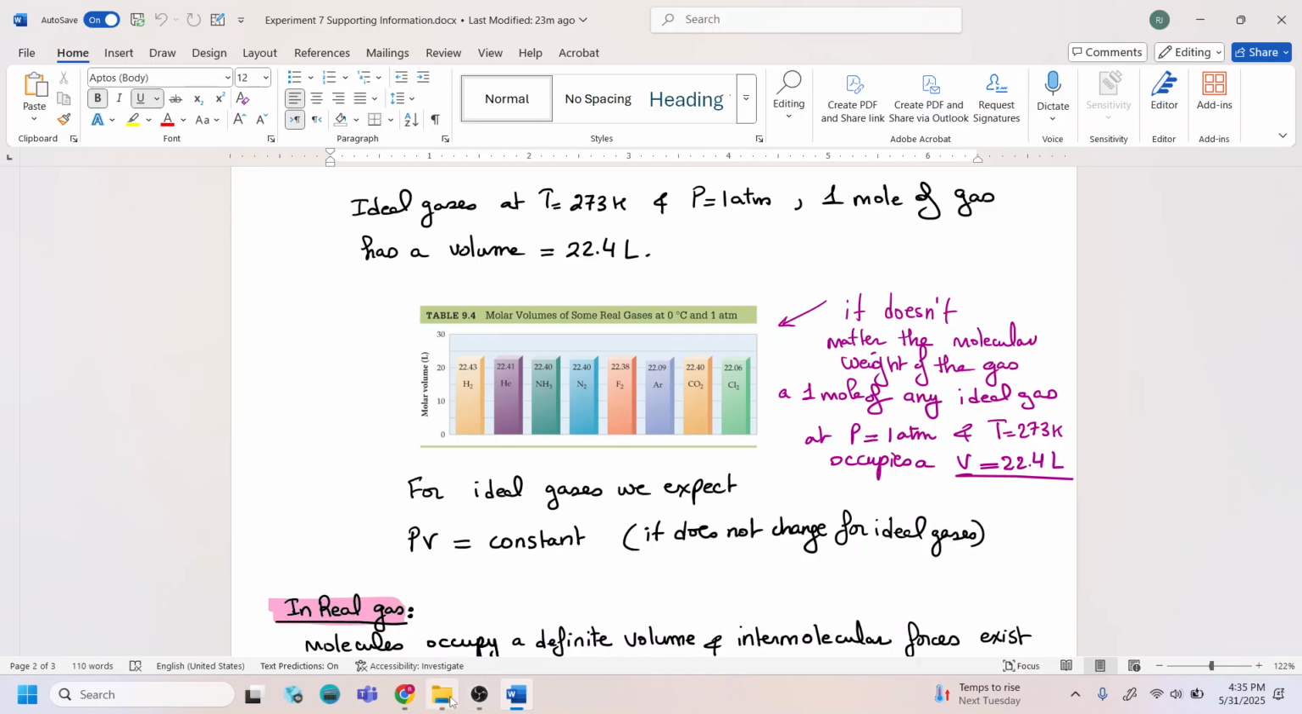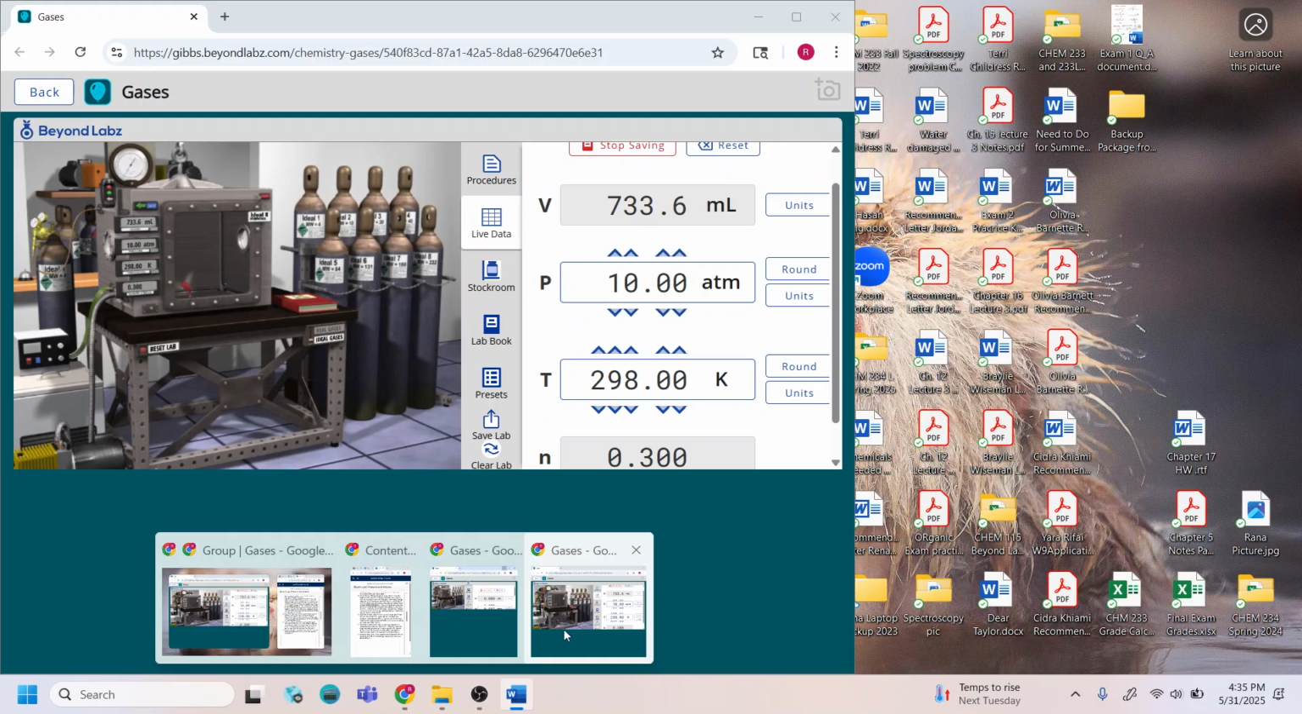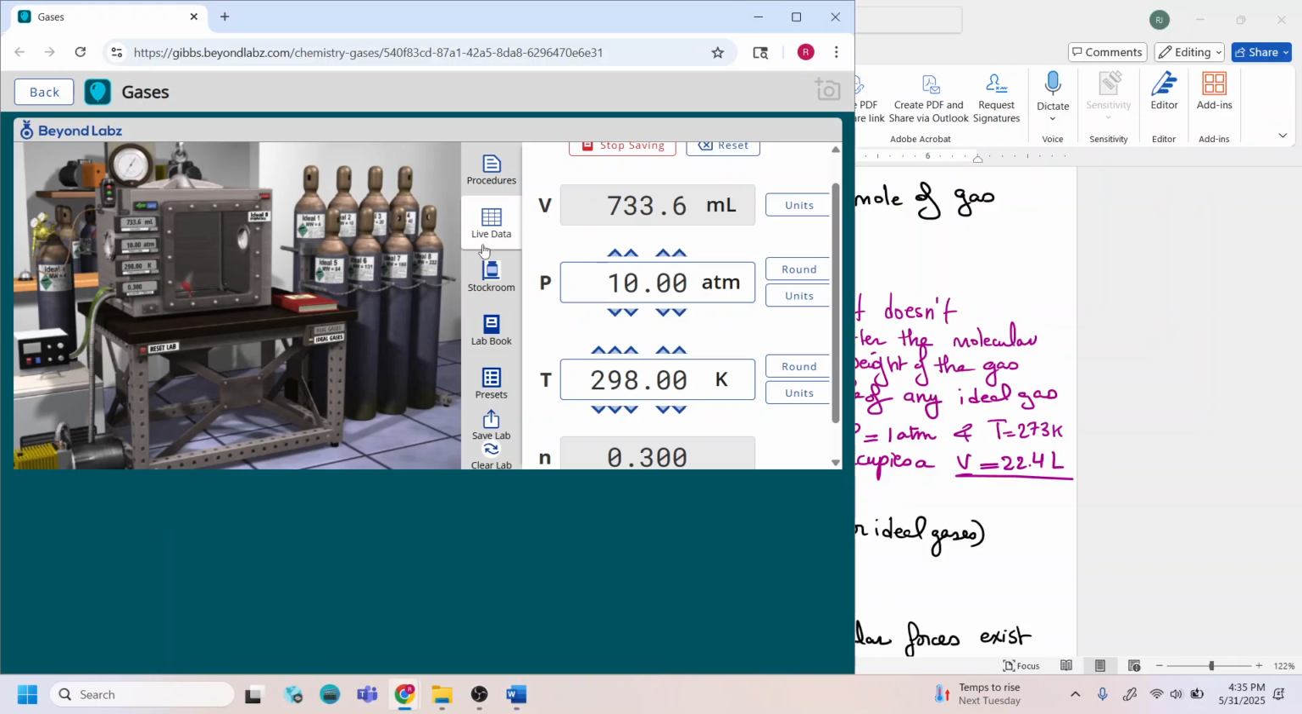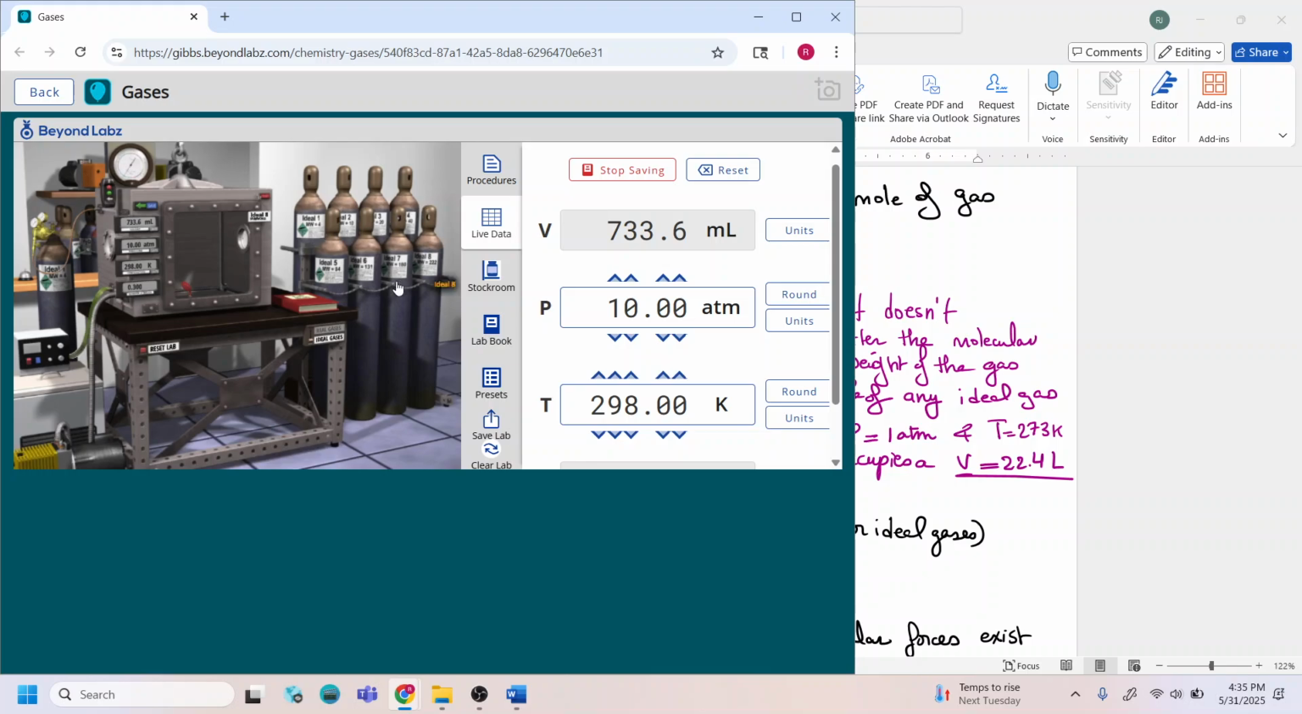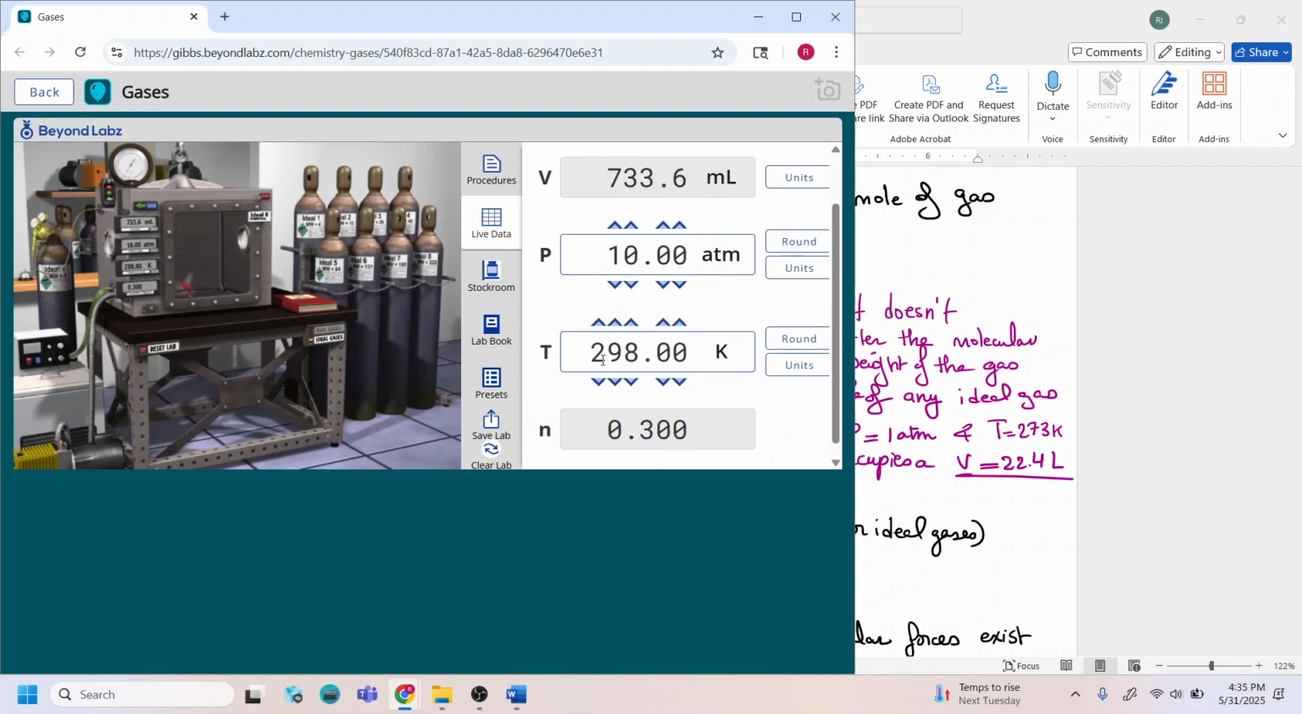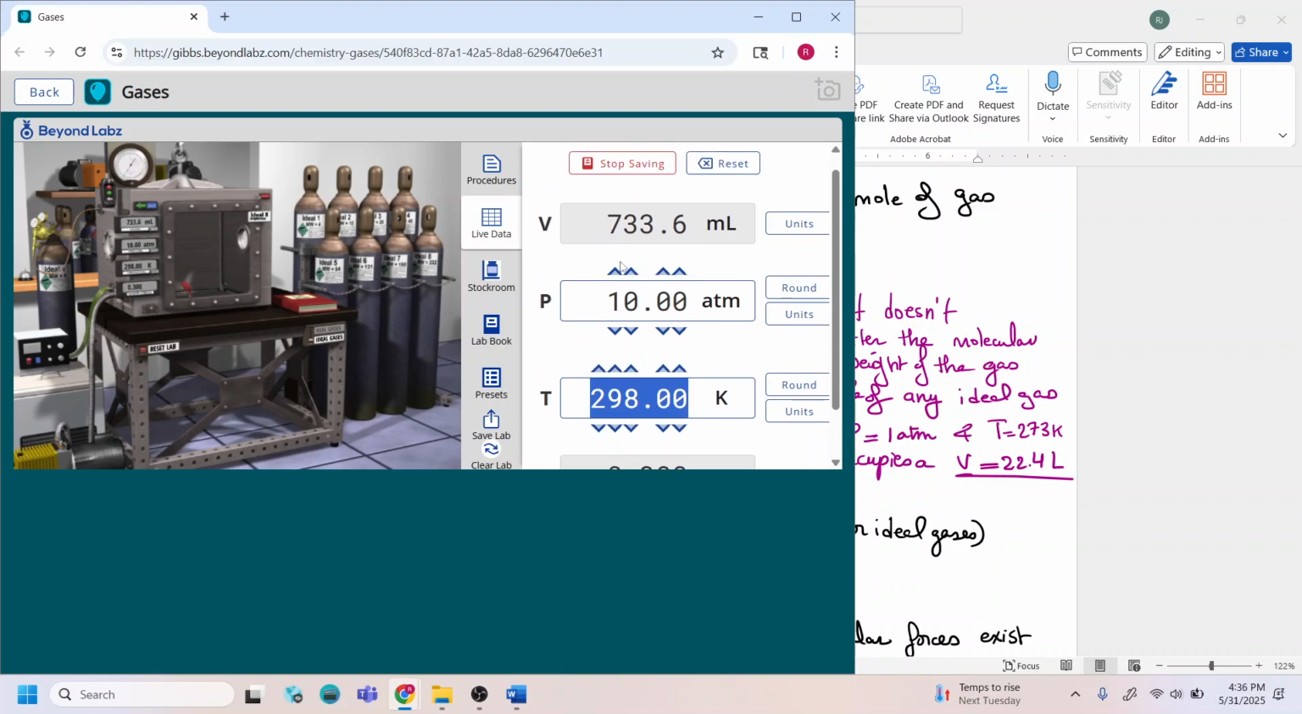You can actually test that in the actual experiment. All of these are your ideal gases. So I would go ahead and change between those ideal gases and test each at a temperature of 273 and simply a pressure of 1 atmosphere. Your volume for any of those gases has to be 22.4 liters.